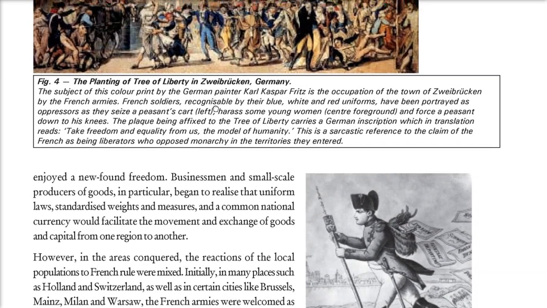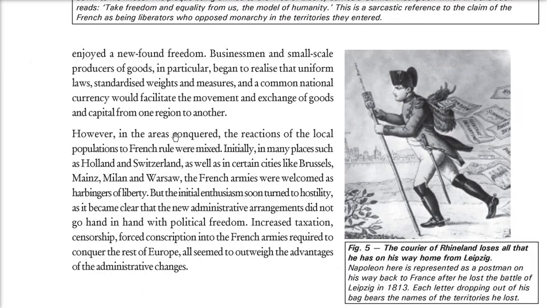So these are the pictures. What it shows is that not everyone welcomed this invasion. Initially, in many places like Holland and Switzerland, and cities like Brussels, Mainz, Milan, and Warsaw, the French armies were actually welcomed. But soon it turned into hostility, because the new administrative arrangements which Napoleon brought in did not go hand in hand with political freedom. There was an increase in taxation, censorship, and forced conscription in the French armies, required to conquer the rest of Europe. So there were more disadvantages than advantages, as people saw it.